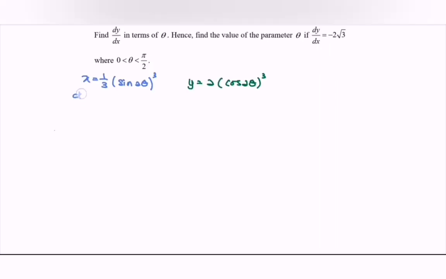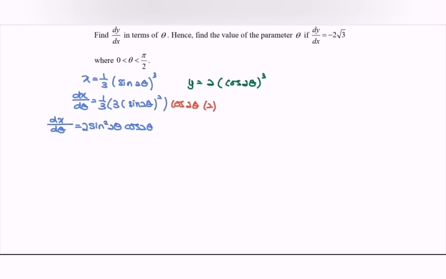So here we have dx/d theta, which is equal to 1 over 3 bracket. Focus on the power 3. So we have 3 (sin 2 theta) to the power of 2. Focus on the internal function. Differentiate the sine, and we will have cos 2 theta. Then focus on the 2 theta, and we will have the 2. So rewrite the situation. So dx/d theta is equal to sin squared 2 theta, then multiplied with cos 2 theta, and then we have the value 2. So that is the dx/d theta.